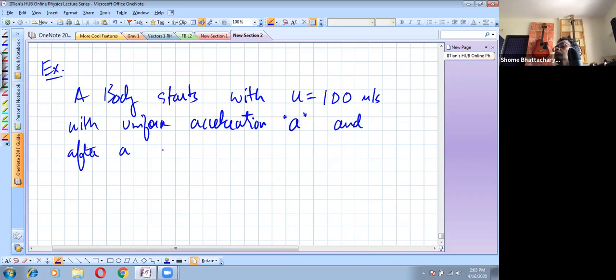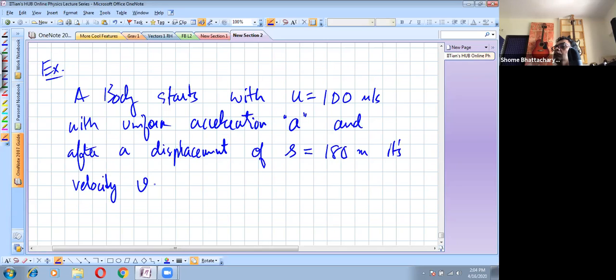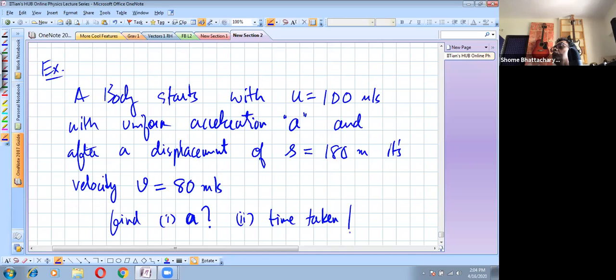okay, and after displacement of, let us say, s is equal to 180 meters, okay, its velocity is equal to 80 meters per second. So from this information, we want to find number one a, the acceleration, and secondly, the time taken for the displacement to be 180 meters. Okay, so this is the information given in the question, and this is what we have to find out now.